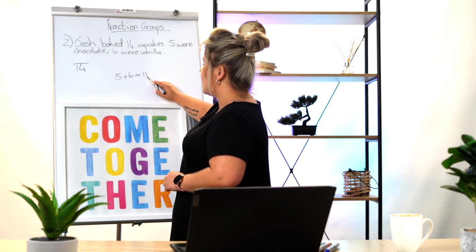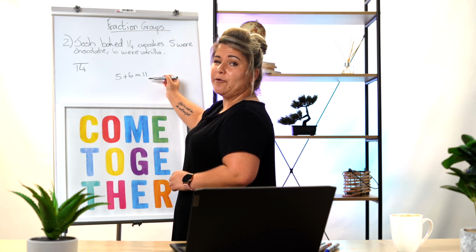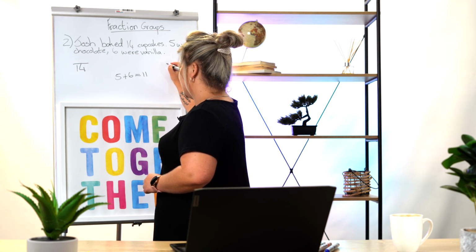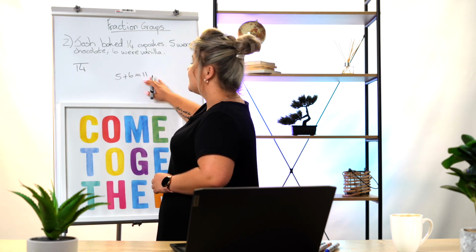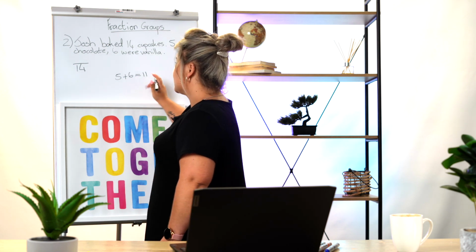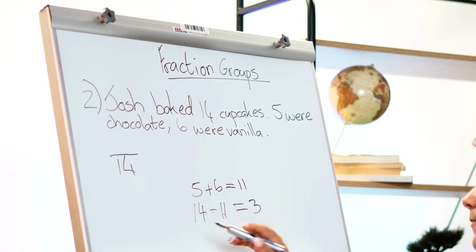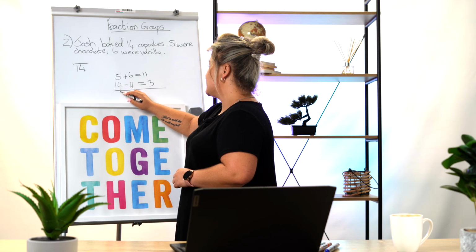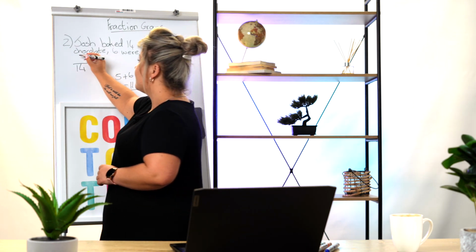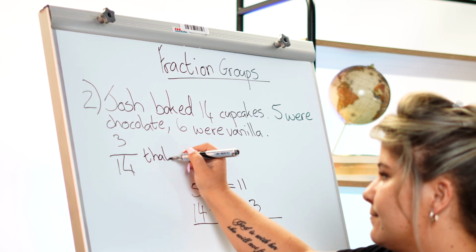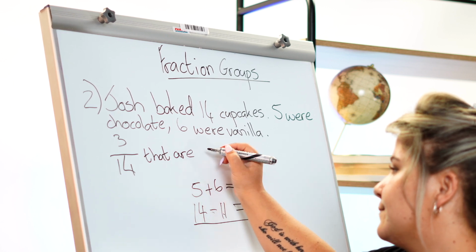So boys and girls, now that we know our total of chocolate and vanilla cupcakes are 11, that means that our remainder would be 3 that are plain. How we got to this answer is we took our total amount of cupcakes, subtracted the flavors that are already baked, leaving us with 14 minus 11. And that would then give us our fraction of 3 over 14 that are chocolate chip.